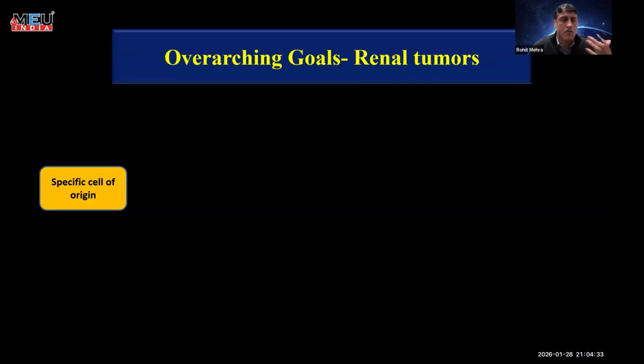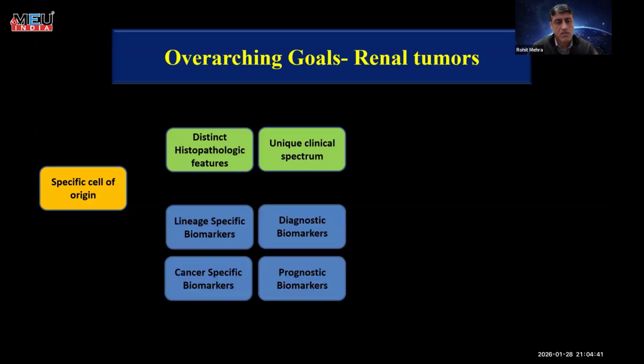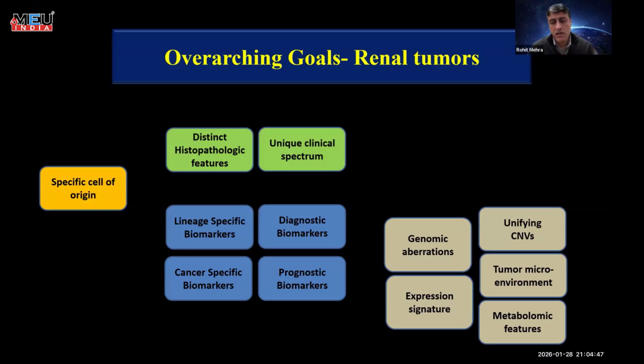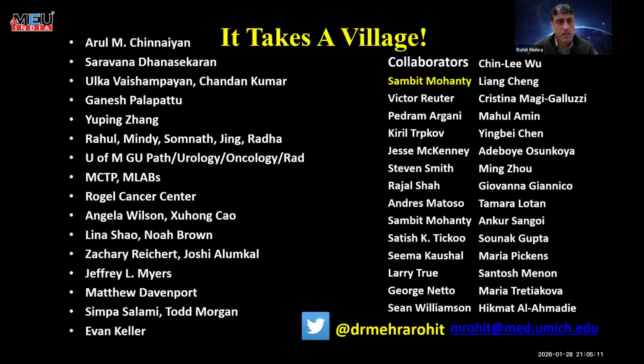I think the overarching goals around renal tumors include delineation of cell of origin, what are the distinct histopathological and clinical features, what are the different biomarkers within the space, what are the genomic, epigenetic, expression signature, metabolomic, and copy number patterns for different renal tumor subtypes, and how can we accrue all this information to help our clinical colleagues perform better molecularly informed clinical trials and help guide their management strategies to deliver better outcomes for our renal cell carcinoma patients.